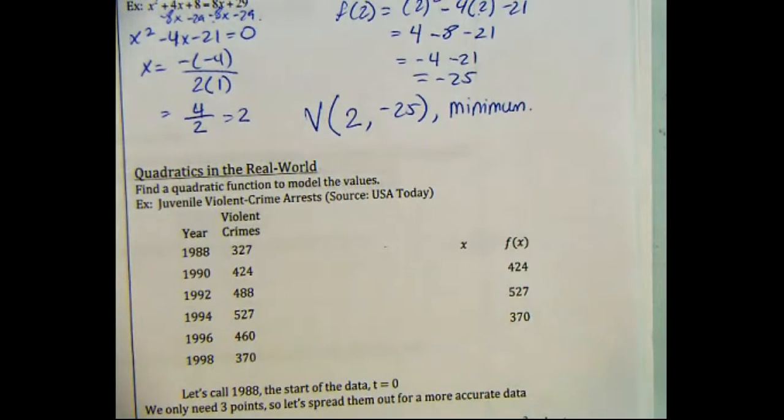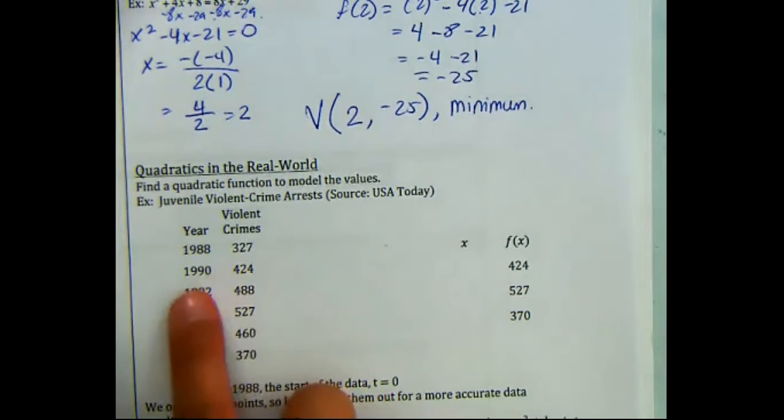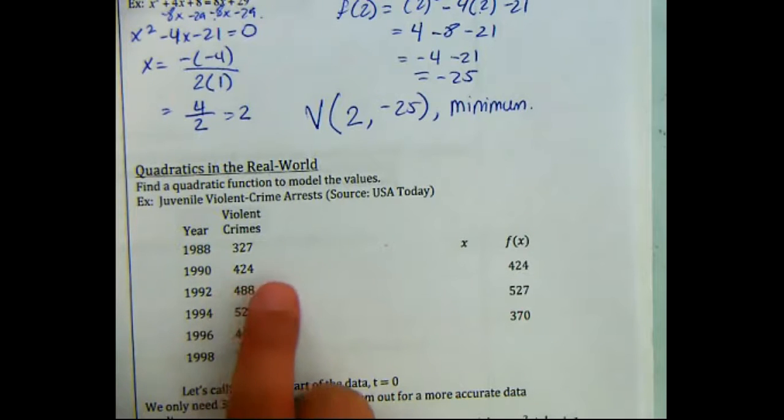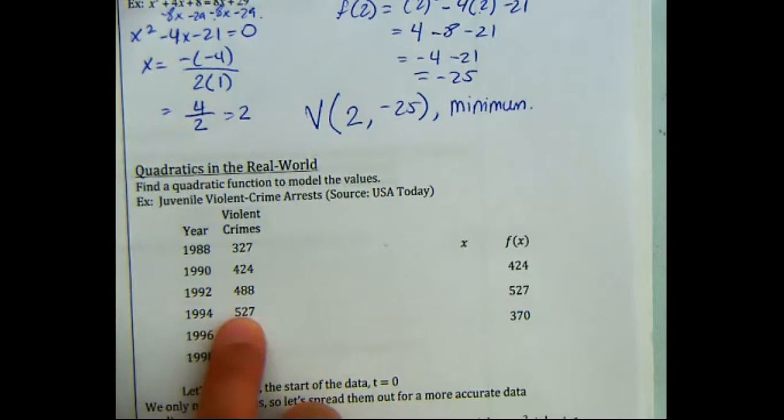So let's take a look at our information here. It says find a quadratic function to model the values. Juvenile violent crime arrests. In the years of 1988, we had 327 violent crimes. 1990, we went up to 424. 1992, we had 488. 1994, we had 527. 1996, we had 460. 1998, we had 370.